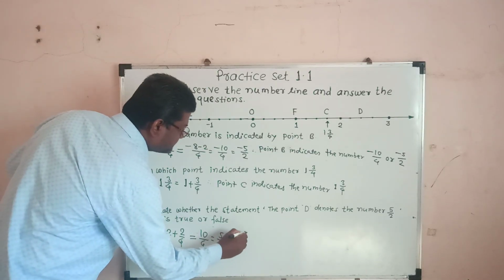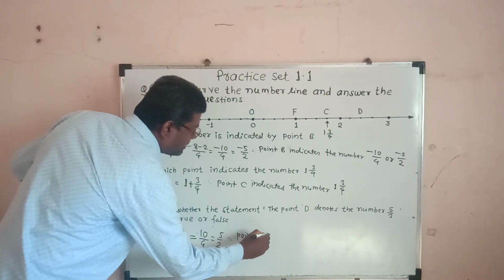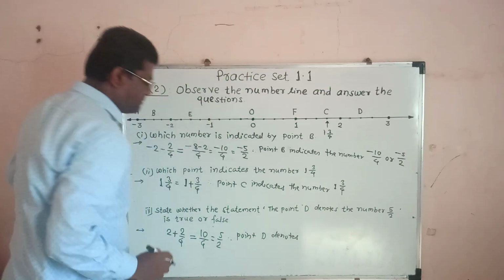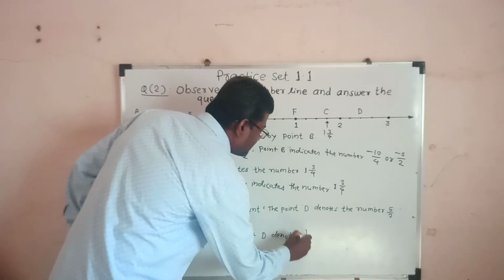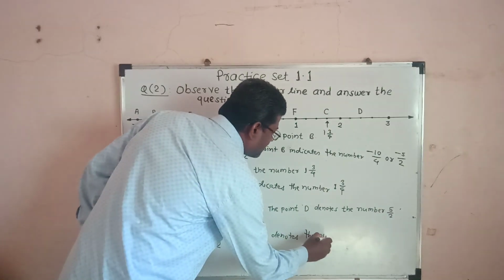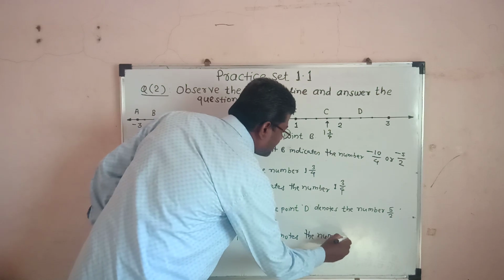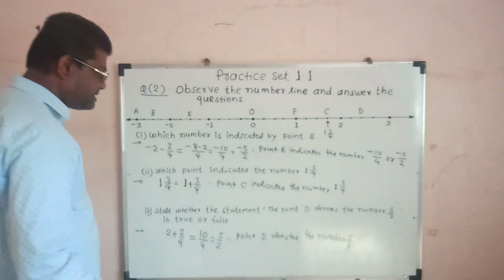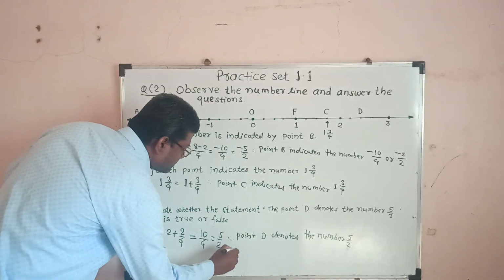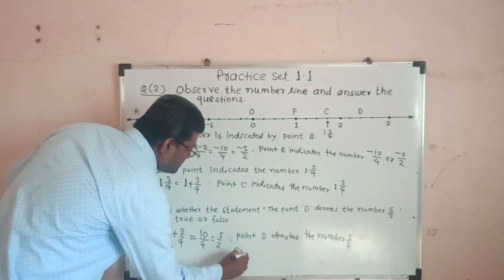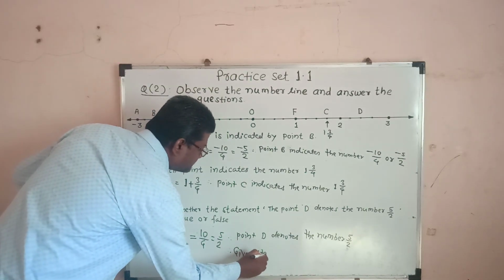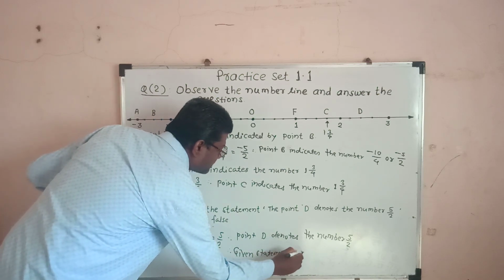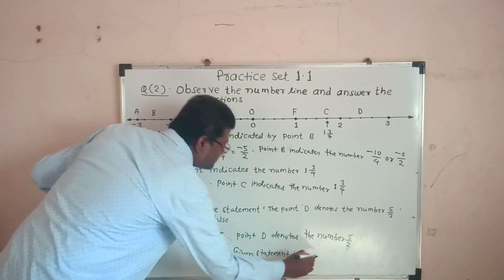Therefore point D denotes the number 5 upon 2. Therefore the given statement is true.